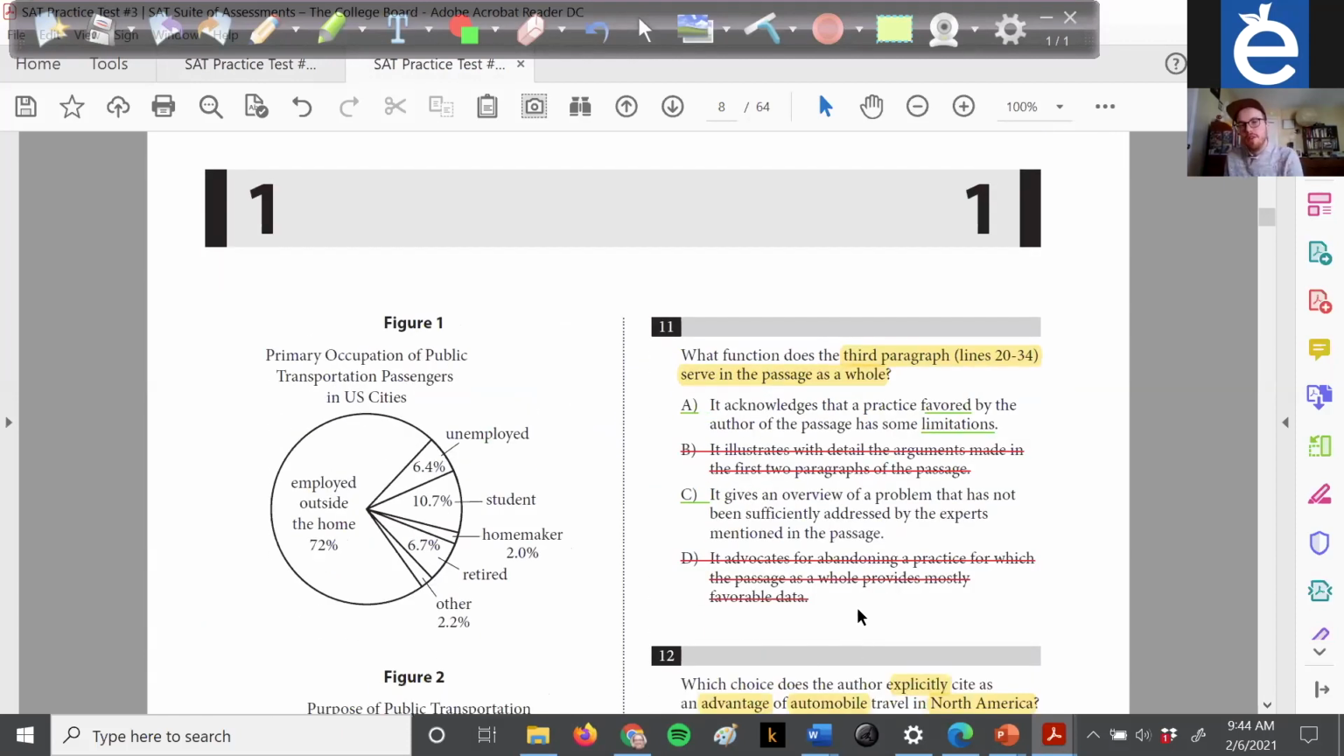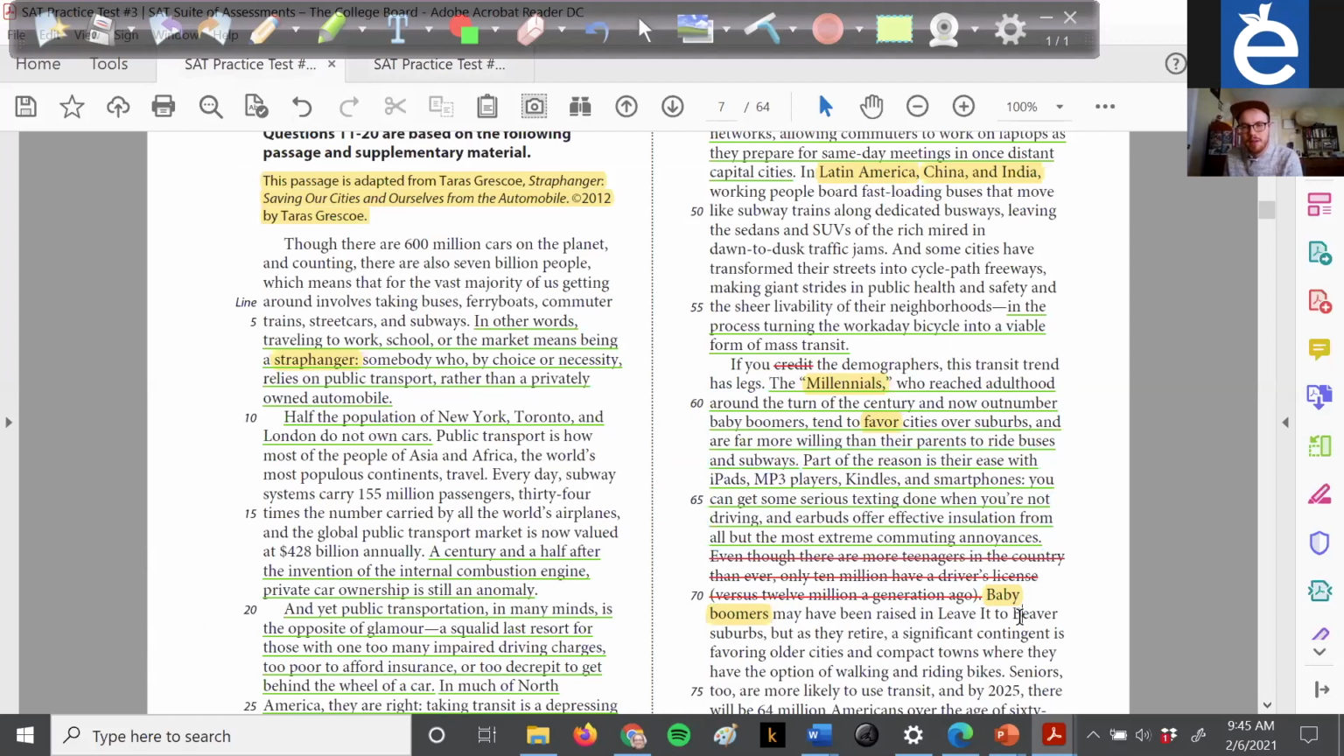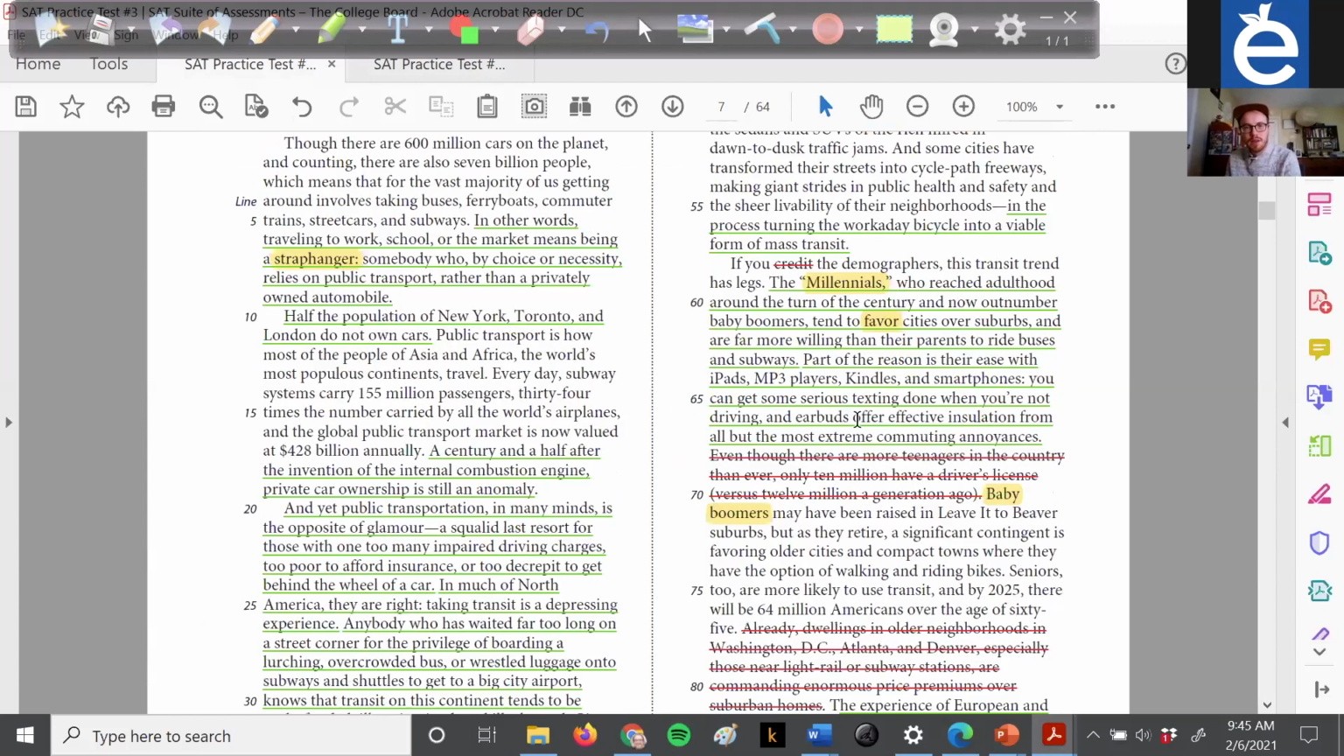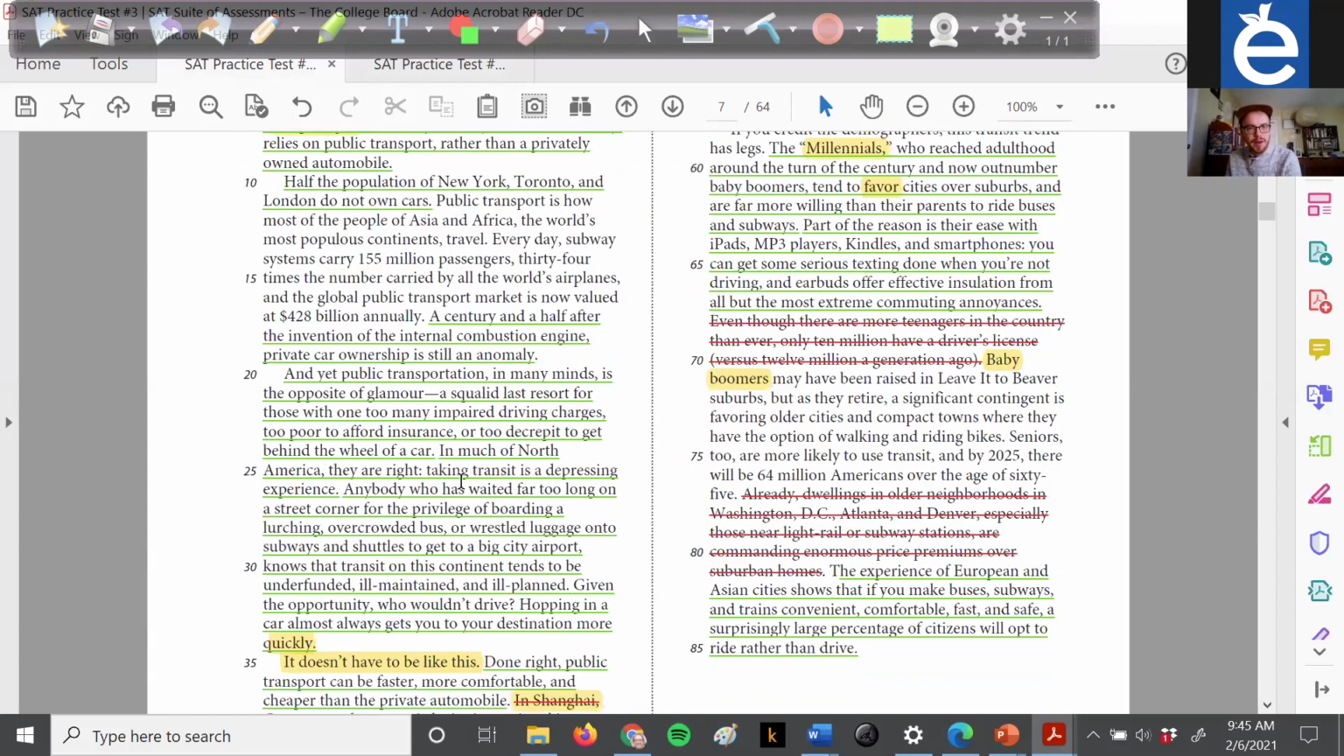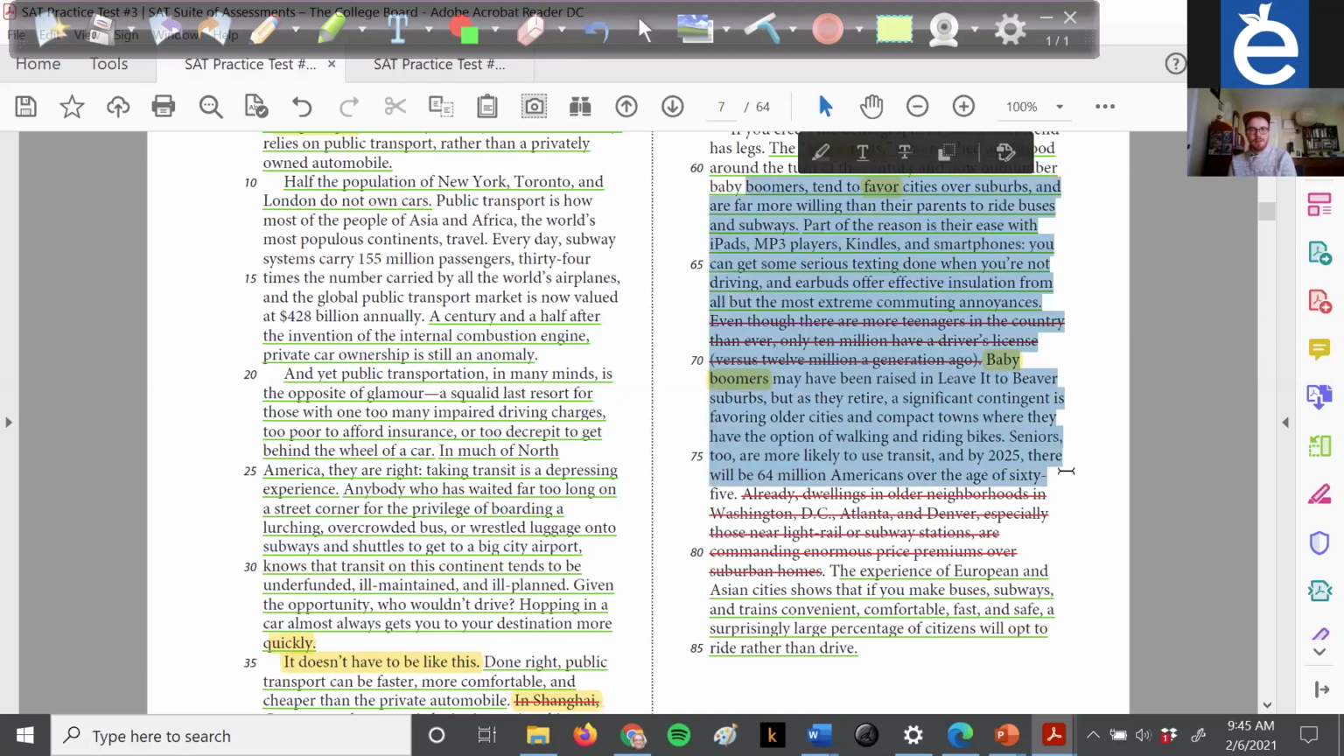What function does the third paragraph serve in the passage as a whole? Well, we know what the experts in the passage have suggested now. They're talking about this generational shift. So does this one right here, all about how public transportation can be the opposite of glamour and it can be crowded and nasty, does this have anything to do with what these guys don't cover?